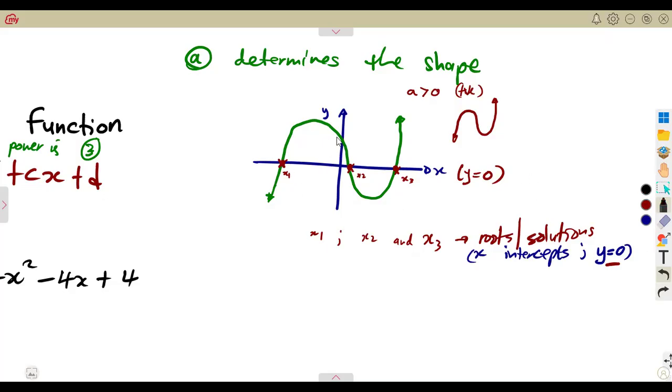Then also we are going to talk of the y-intercept. That is the part where the graph cuts the y-axis. Remember that will be our y-intercept. And what is the condition for the y-intercept? x is supposed to be equal to 0.